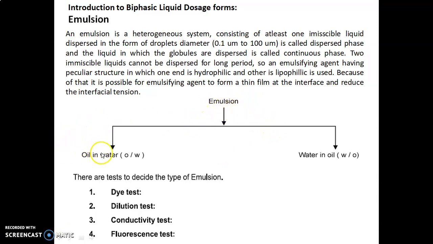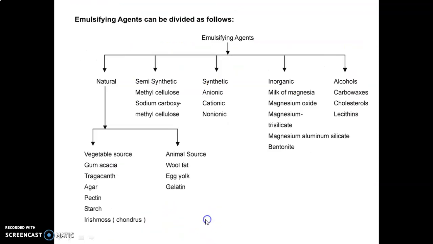The simple classification is oil in water, O/W type, and water in oil, W/O type. In the oil in water O/W type, oil is the internal phase while water acts as the external phase. While in the water in oil type, W means water, which is the internal phase, while oil is the external phase. There are tests to decide the type of emulsion. There are a total of 4 tests: the dye test, dilution test, conductivity test, and fluorescence test.